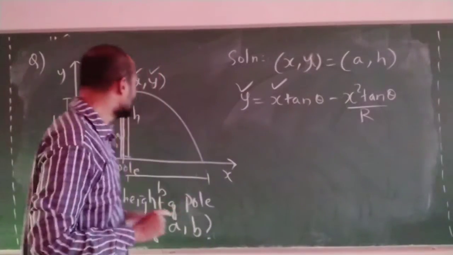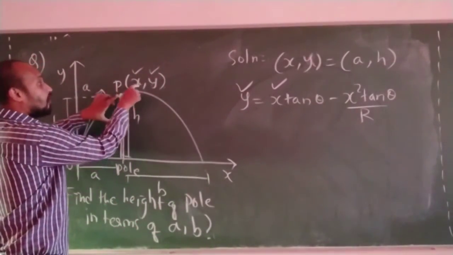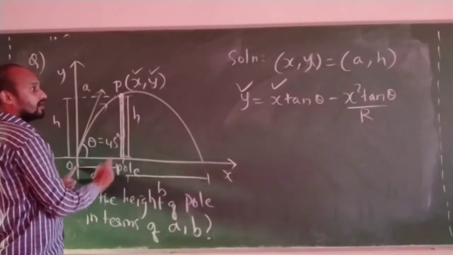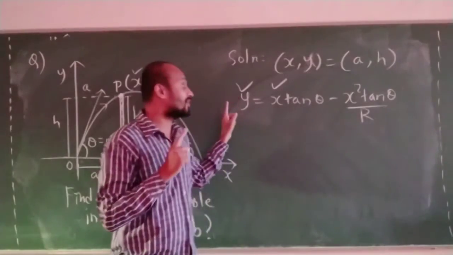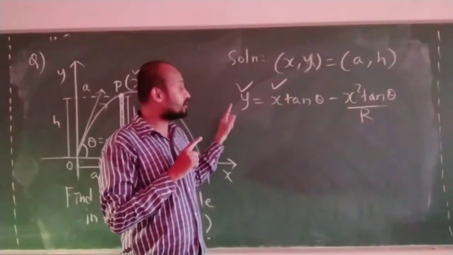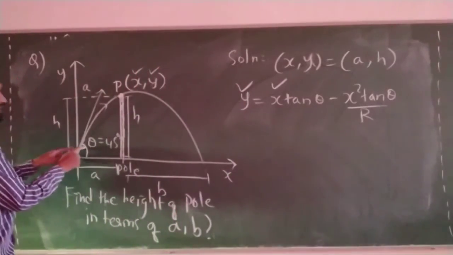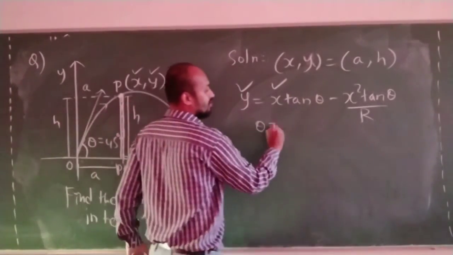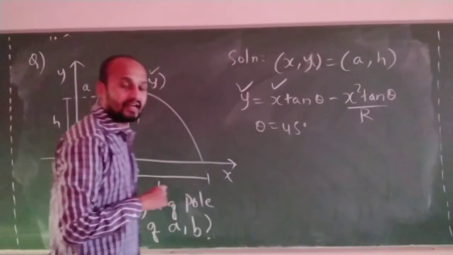I told you. Here, what is my question? I must find the value of y at this point in terms of x. So how do I have to find it? This is the relation between y and x. I am going to find the value of y in terms of x. Here, given theta is how much? 45 degrees.